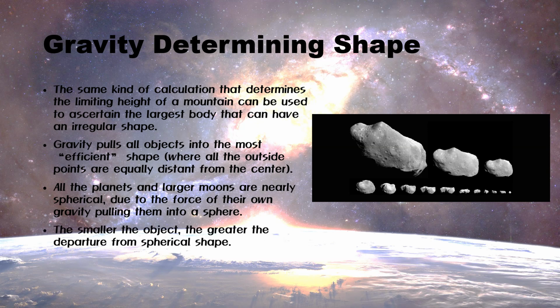The smaller the object, though, the greater the departure from the spherical shape, which is why if you look, for example, at these asteroids here in this picture, you'll notice that they're much more unusual shapes. They're not necessarily very round.